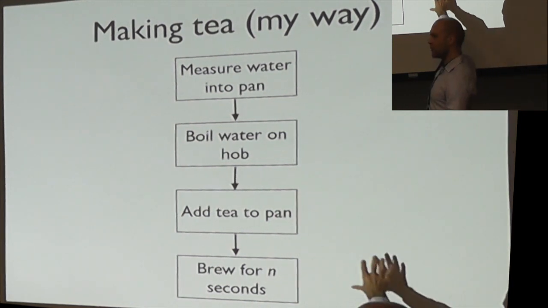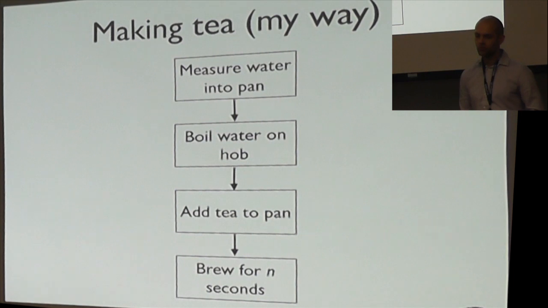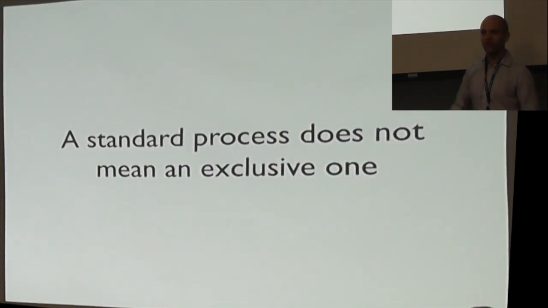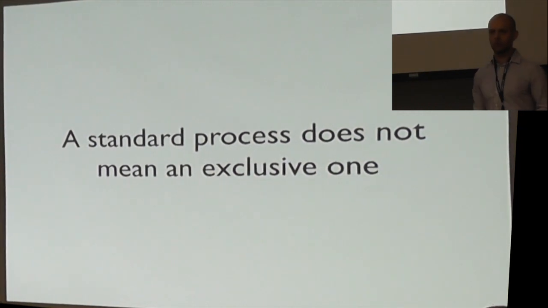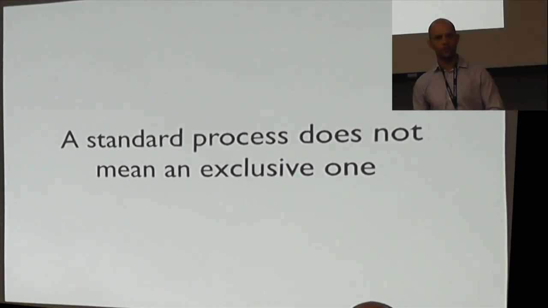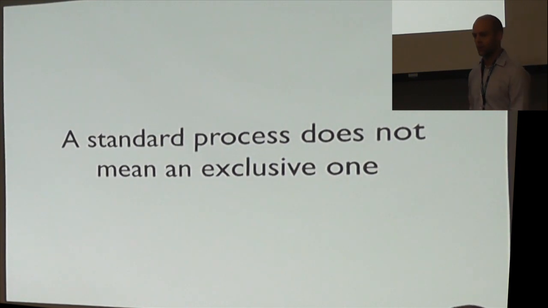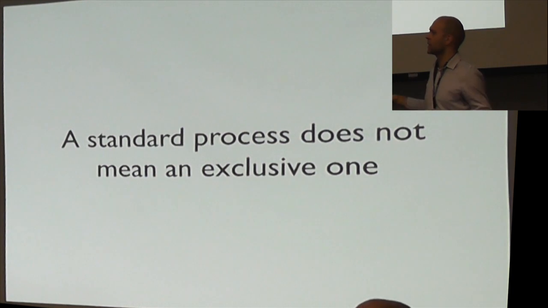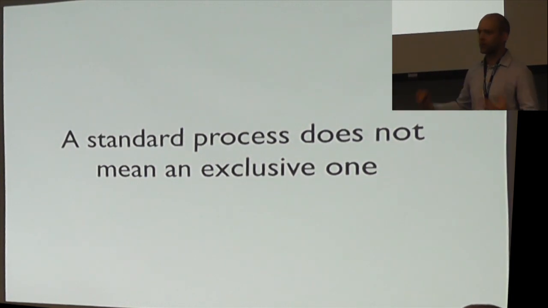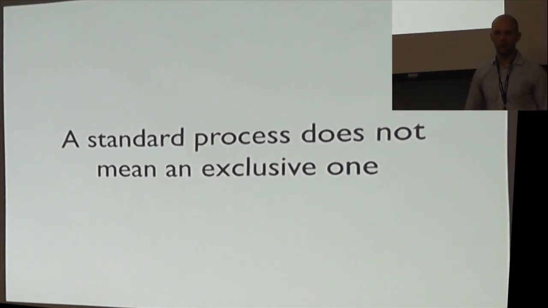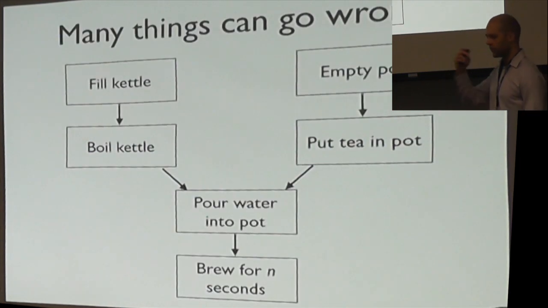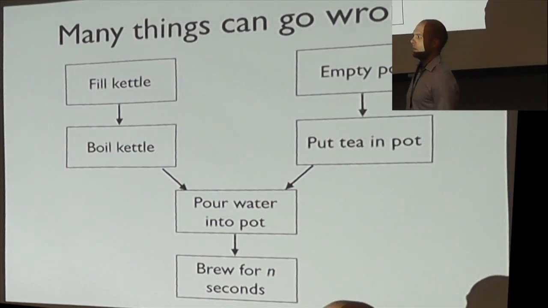Anyway, I have my reasons for doing it this way. A standard process does not mean an exclusive one. I should be able to do it my way, if I've got good reason. There are good reasons to do it the standard way as well. Okay, so that's one concept of a build. There are different ways of effectively doing the same thing, and there are good reasons for doing it differently. There are different requirements, different constraints. We also need to think about what can go wrong.